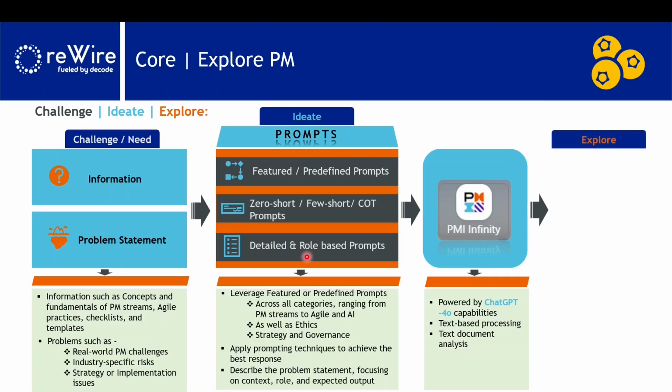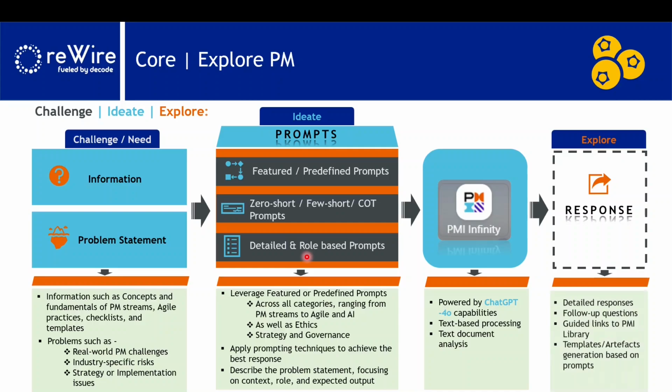And then explore. The final stage is explore. It has given certain information based on your initial prompt. Later on, it will give certain sources of the information, and what you have to do is explore more on that information until you reach the required information. So until you get detailed responses, follow-up questions, guided links to the PMI library, and the templates and artifacts generated based on the prompts, you need to explore.